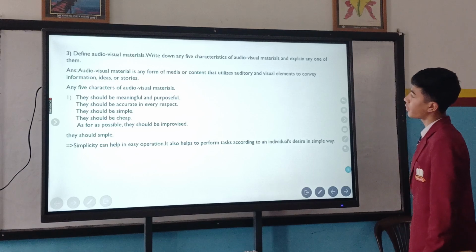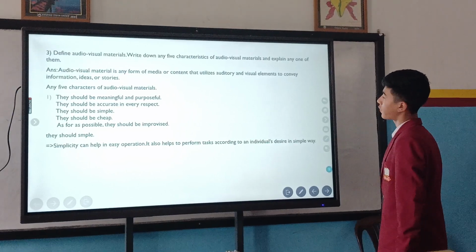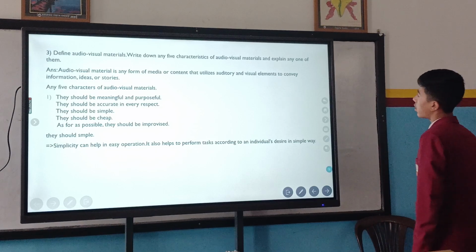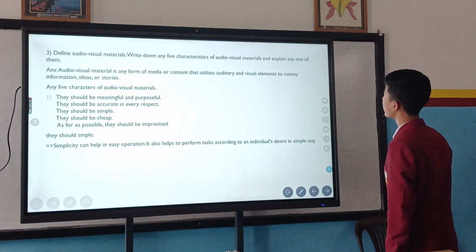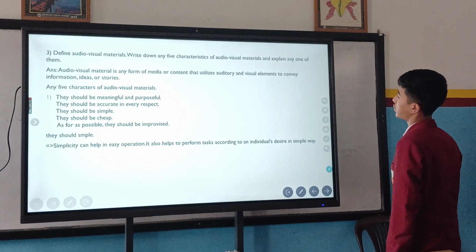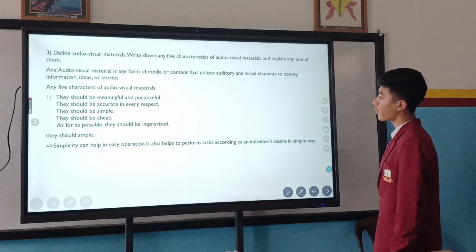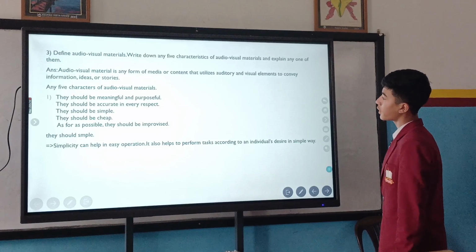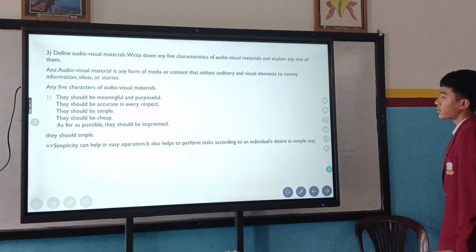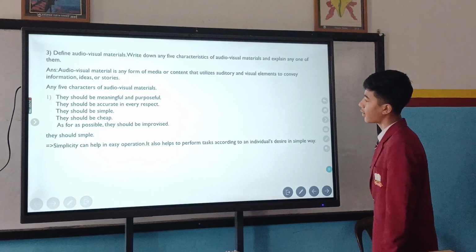Define audio visual materials. Write down any five characteristics of audio visual materials and explain any one of them. Audio visual materials are any form of media or content that utilizes auditory and visual elements to convey information, ideas, or stories. Any five characteristics of audio visual materials are: they should be meaningful and purposeful. They should be accurate in every respect. They should be simple. They should be cheap as far as possible. They should be improvised.